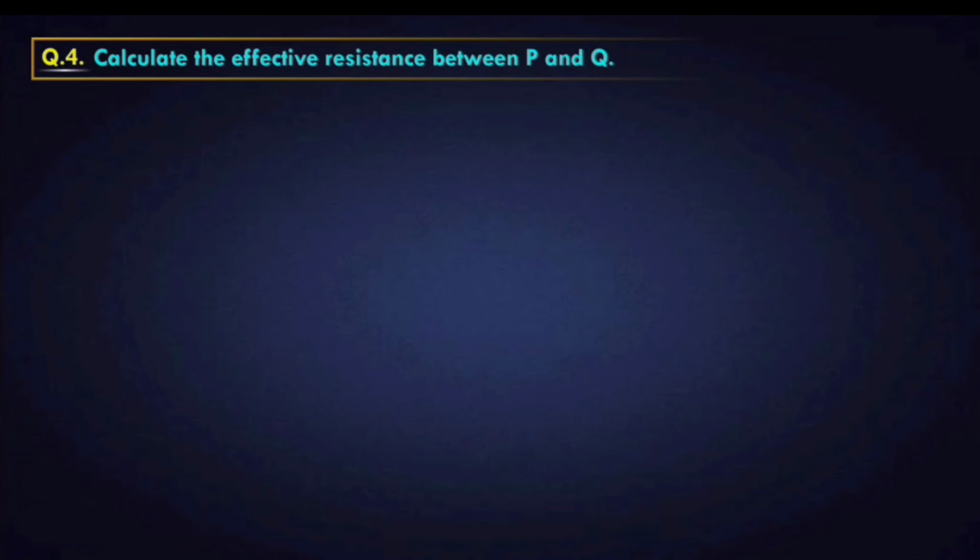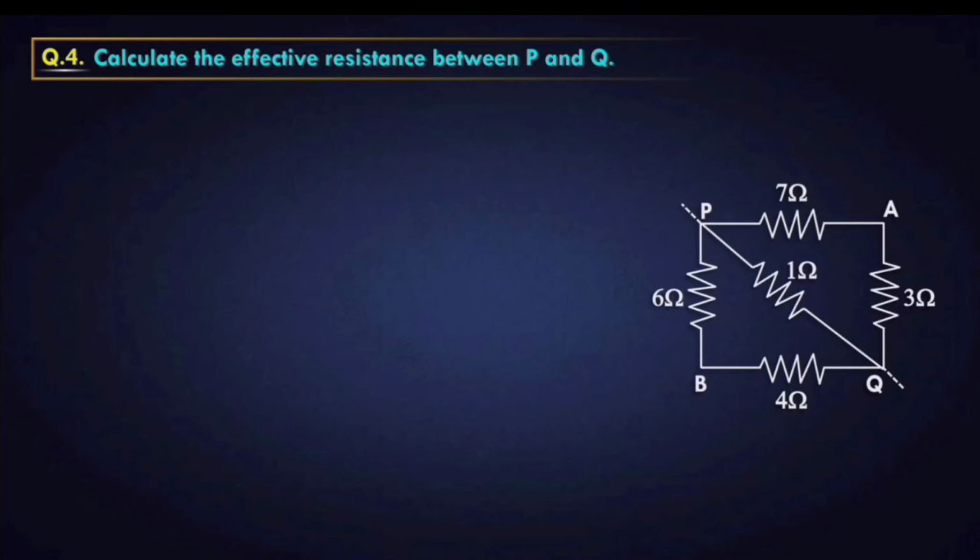Now see question number 4. Calculate the effective resistance between P and Q. So this is a circuit where 5 resistors are connected. So see here, we have to find out the effective resistance between P and Q.